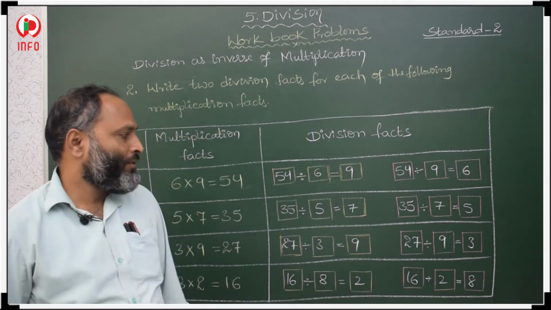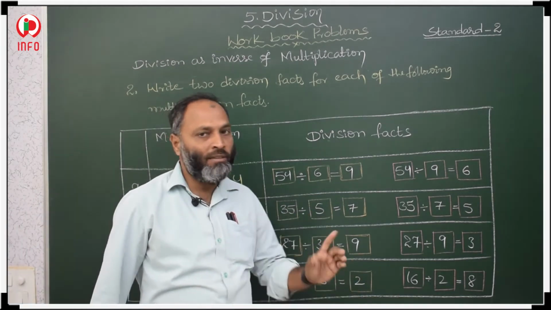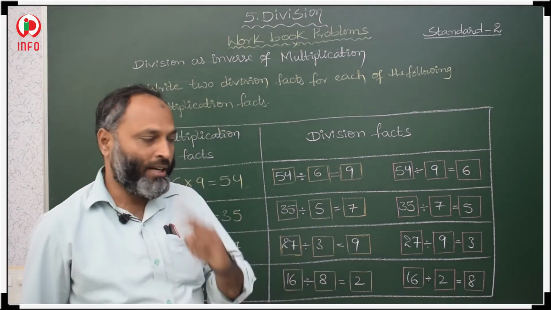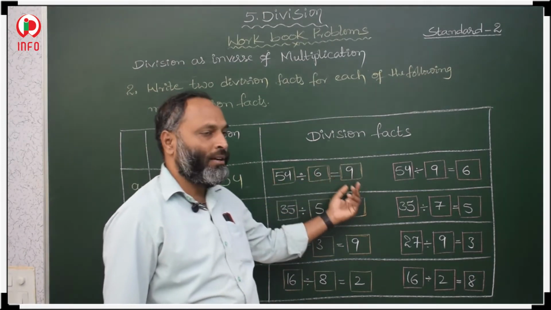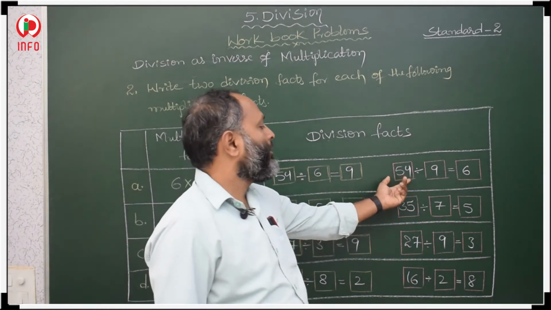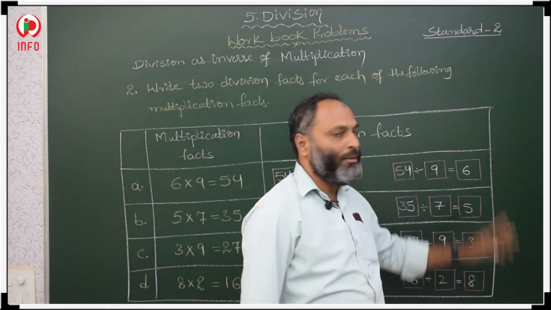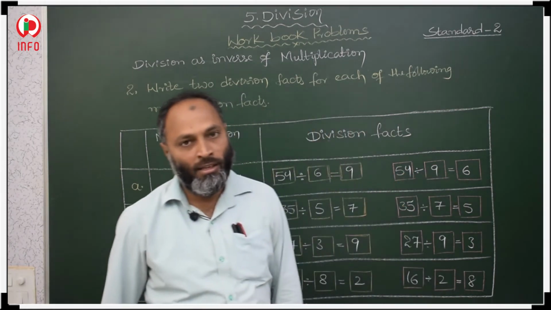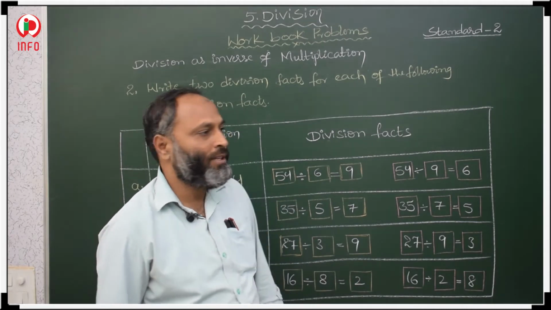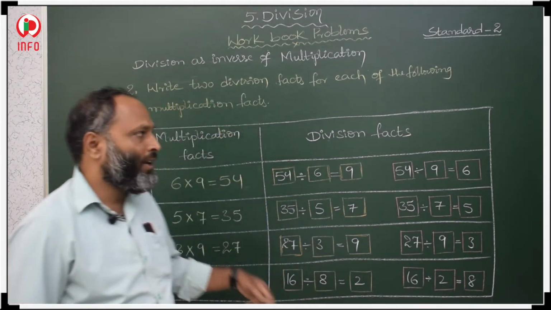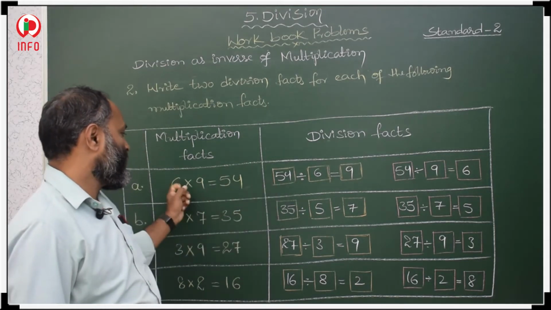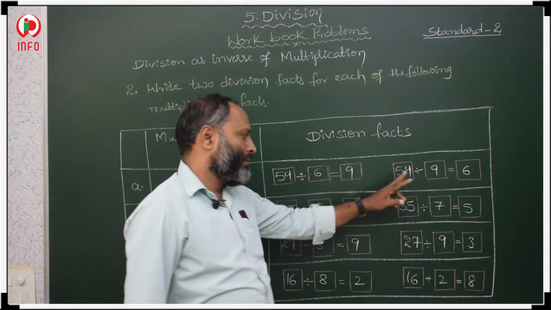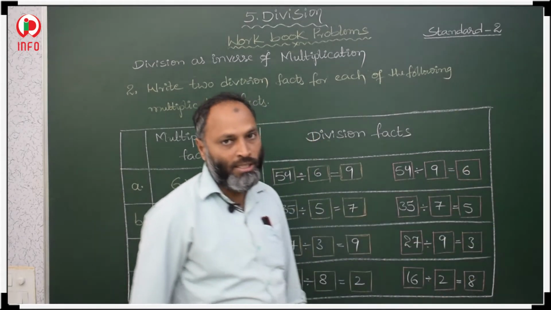So, in this way we have to write two division facts. First, product divided by multiplier gives multiplicand, and product divided by multiplicand gives multiplier. So, these are our two division facts. Okay. Whenever it asks for division facts, first you write your product, and after that 6 and 9 you keep here, 9 and 6 you keep in the next.